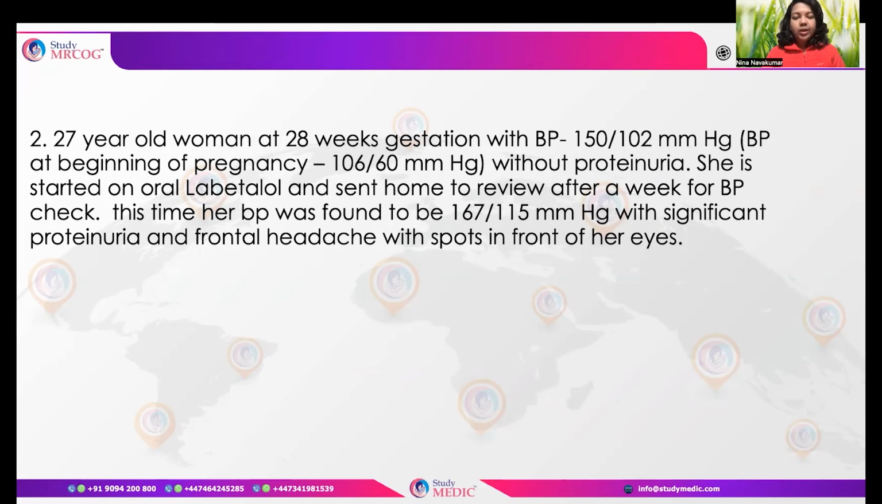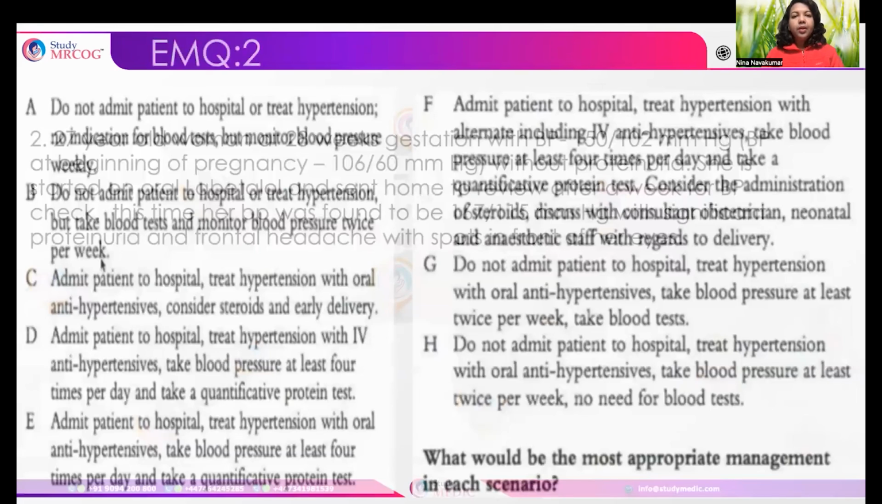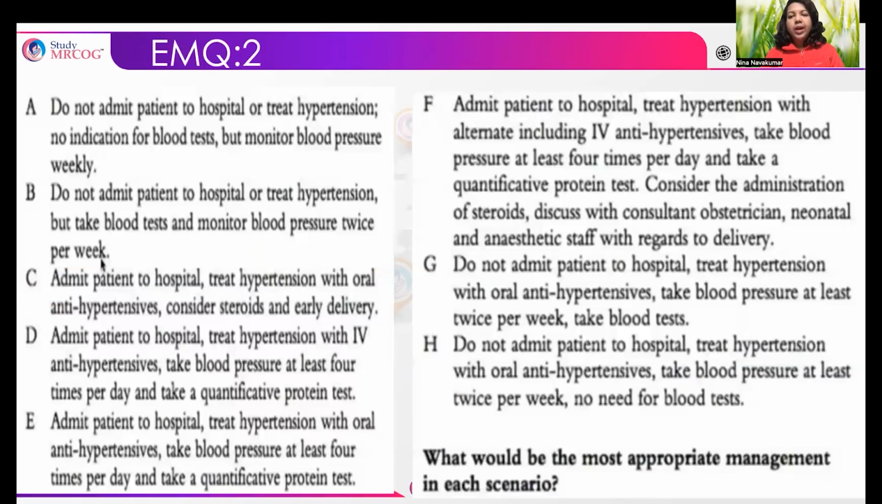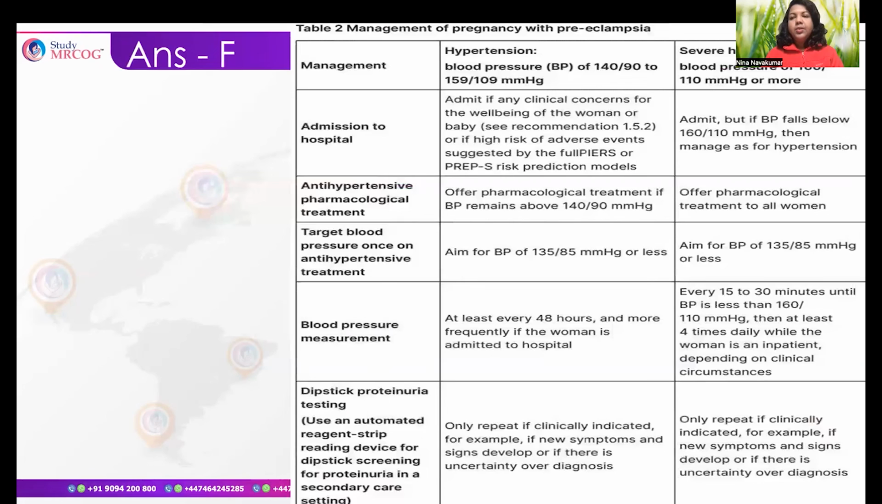So no need for antenatal corticosteroids immediately. But because she's having impending symptoms like frontal headache and flashing of light or spots in front of her eyes, she needs to be started on intravenous magnesium sulfate for the prevention of eclampsia. So here the option would be F: admit her, treat with IV antihypertensives, blood pressure at least 4 times daily, consult with an obstetrician. If persistently high blood pressure, then we can think of delivery. So this is the management for preeclampsia with and without severe features.